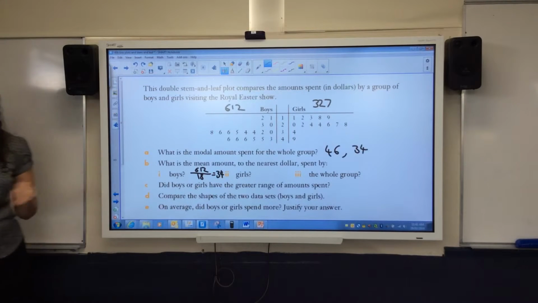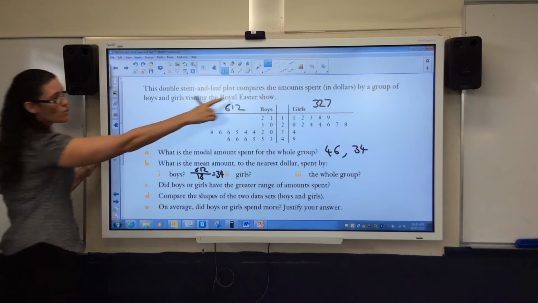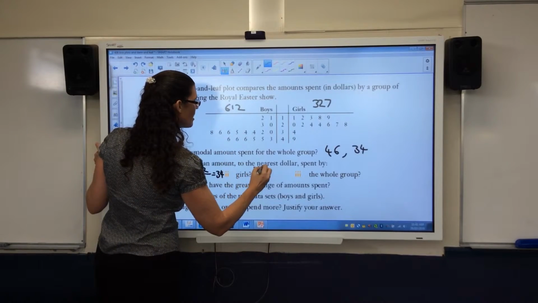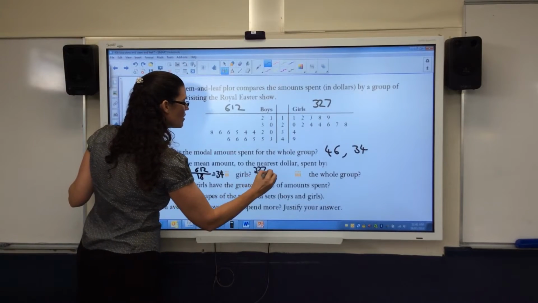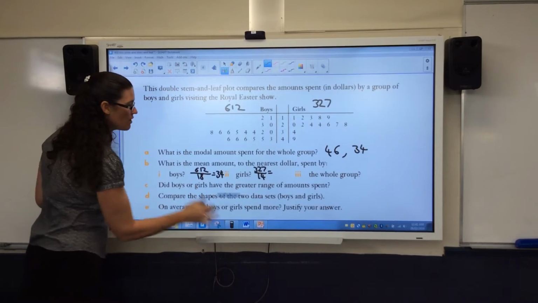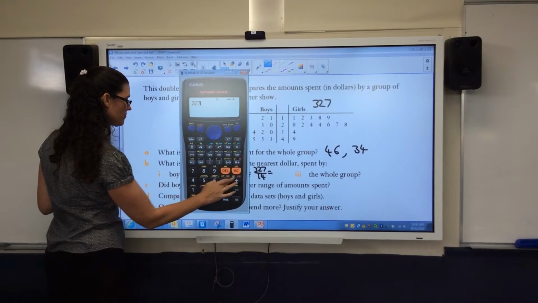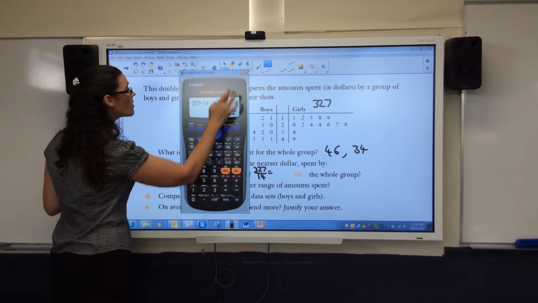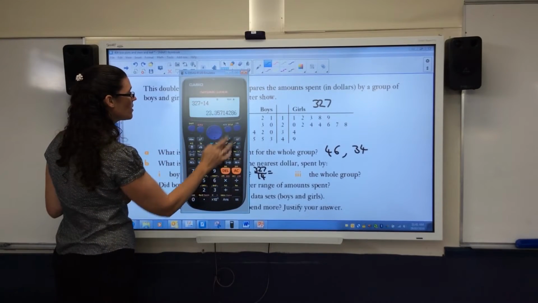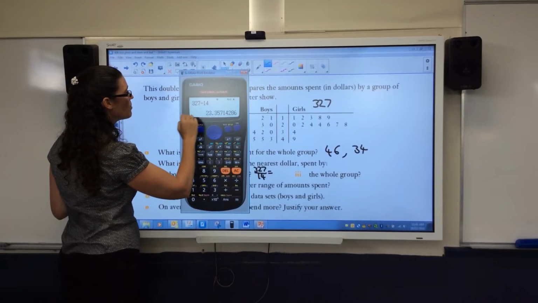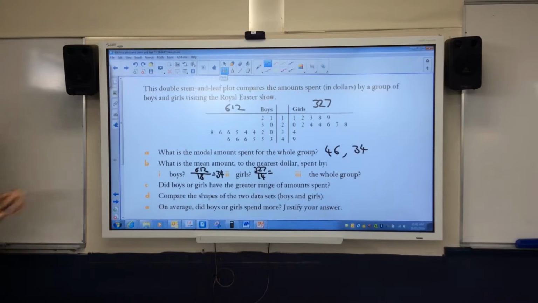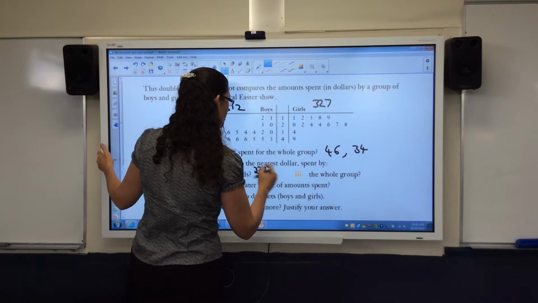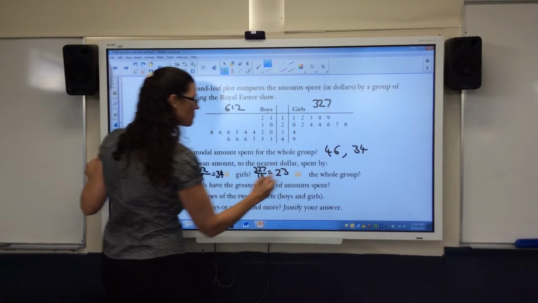Okay, looking at the girls, I know the total is 327. How many girls were there? 14 girls. So if I do 327 divided by 14, what are we saying? That's 23.3, so we'll just say 23.4. Let's go with that. Oh, it says nearest dollar, so it's just 23.